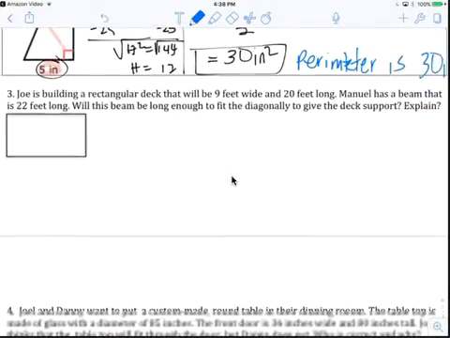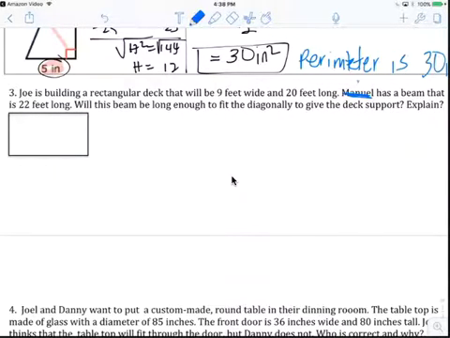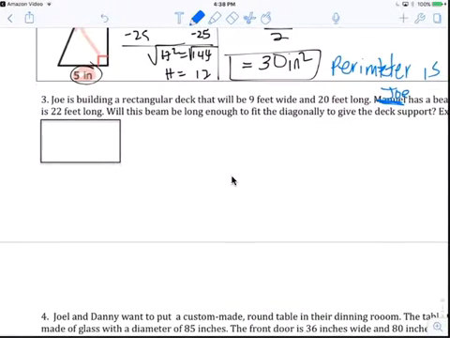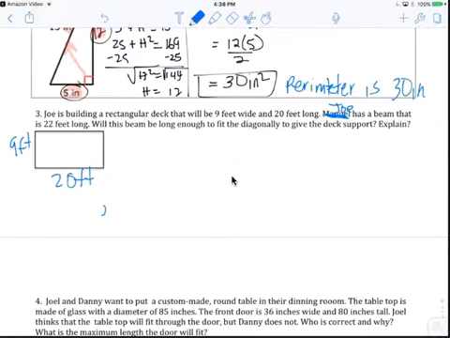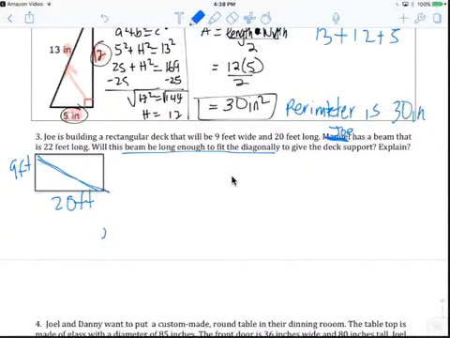Most classes I finished this, so this should be Joe. Okay, Joe is building a rectangular deck that is 9 feet wide and 20 feet long. Joe has a beam that is 22 feet long. Will the beam be long enough to fit the diagonal? Okay, they want, will it fit this diagonal piece right here, to give the deck support? Explain.